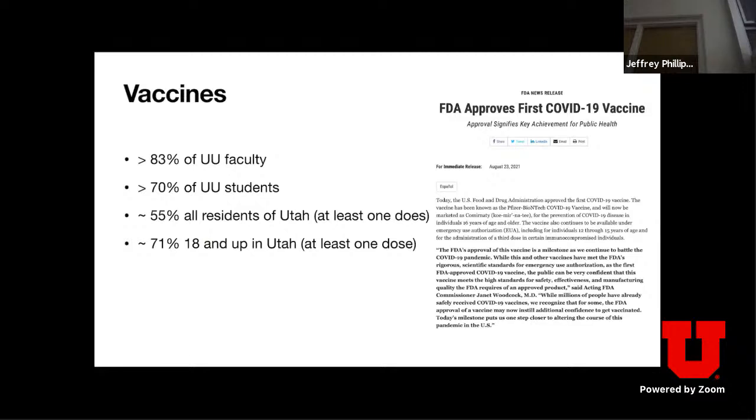55% of all residents of Utah have had at least one dose, and 71% of people 18 and up. We're one of the youngest states, right? In the country, or the youngest state, I think. So it's good to look at this by age group. I hope all of you are vaccinated.